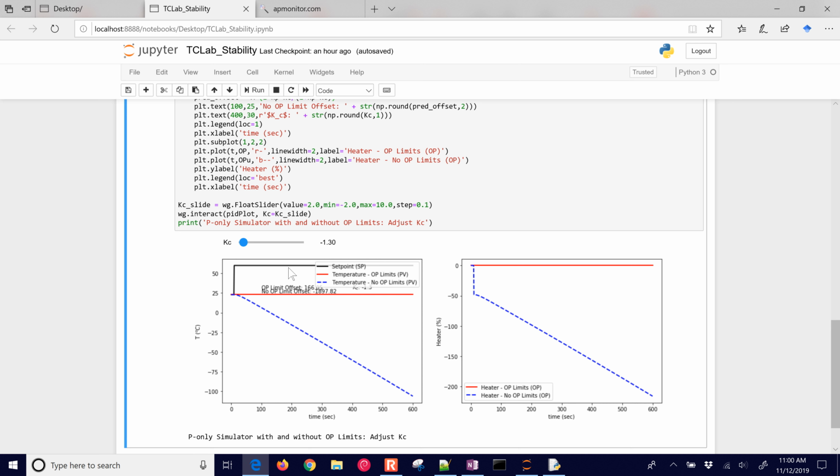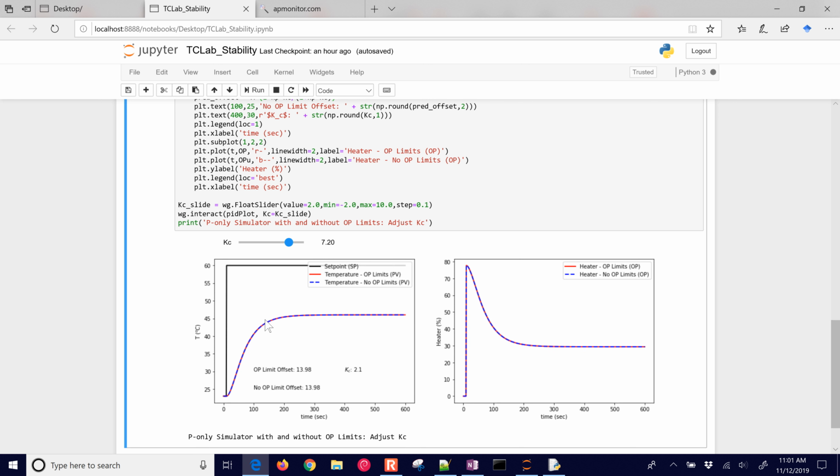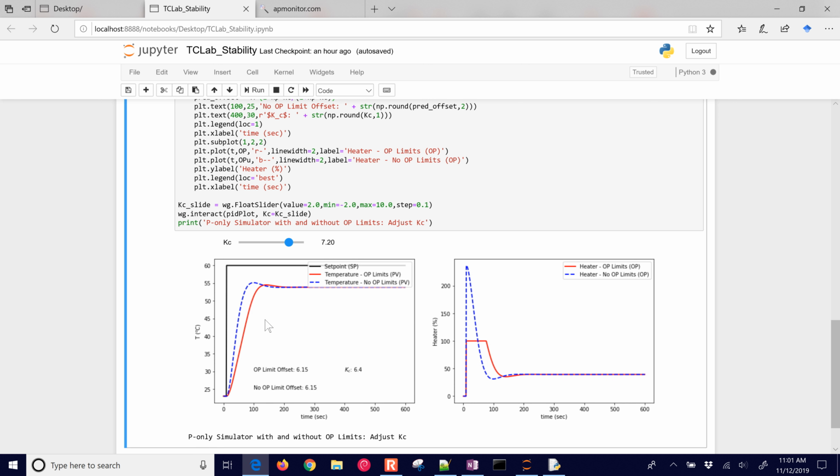So you could go in and implement this if you'd like, but I think it's sufficient with the simulator. You see here we can predict how much oscillation there's going to be with these different values of the KC.